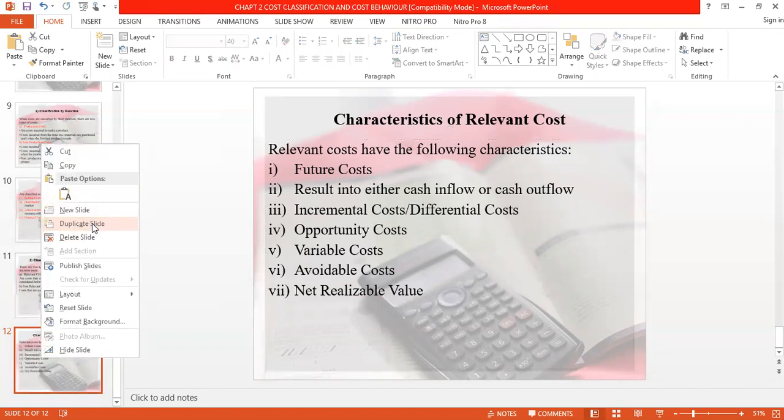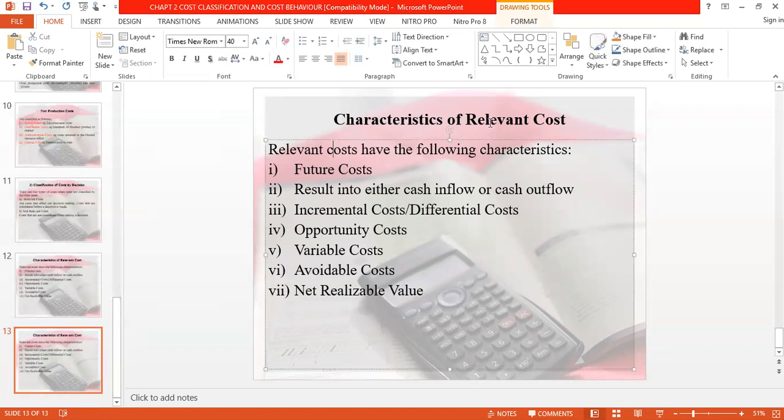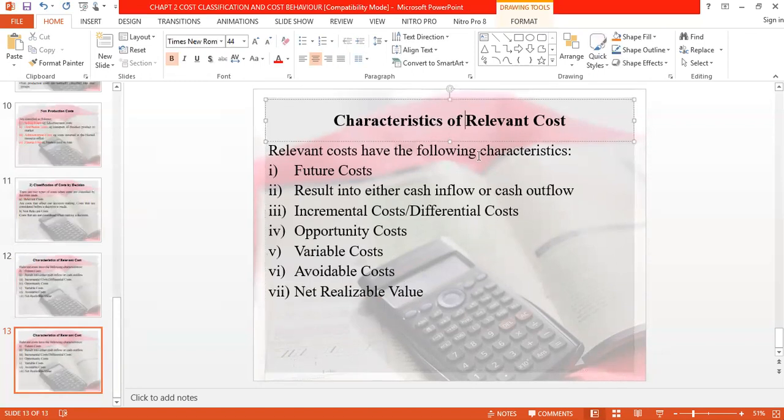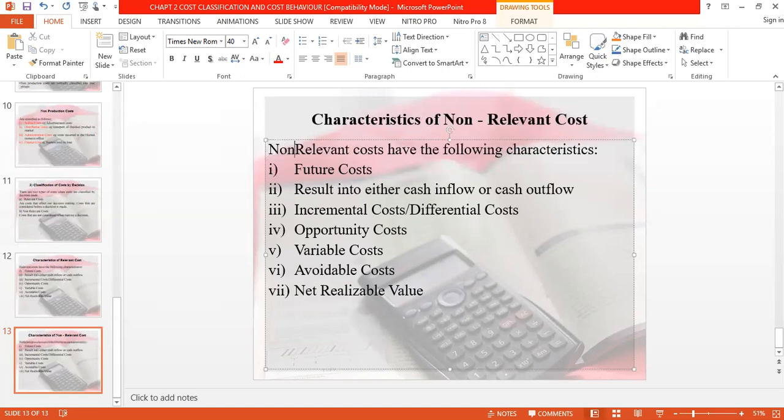On the same note, let us also read on characteristics of non-relevant costs. We say non-relevant costs have the following characteristics. Opposite of future is they are historical costs. Historical costs are also called past costs. They are also called sunk costs. That is the first characteristic.